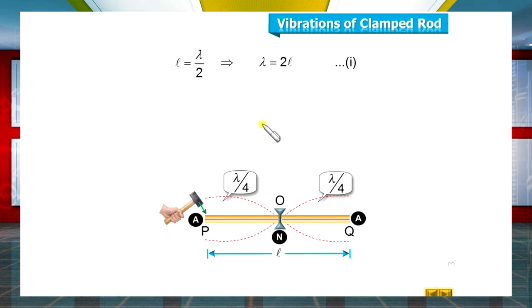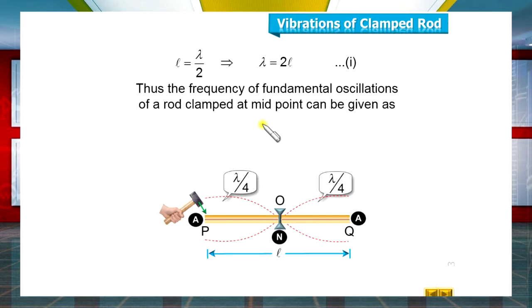Now let us define the fundamental frequency. As we discussed, we have the formula wave velocity equals frequency multiplied by wavelength. That means frequency equals wave velocity divided by wavelength. So let us find the frequency of the fundamental oscillation of this rod, which is clamped at the middle. Let us assign this frequency as N naught. So we can write N naught equals V divided by lambda.